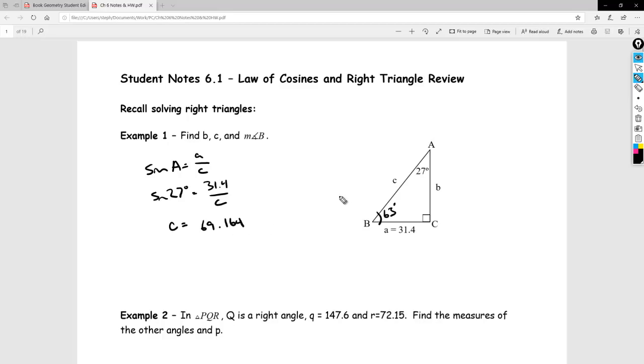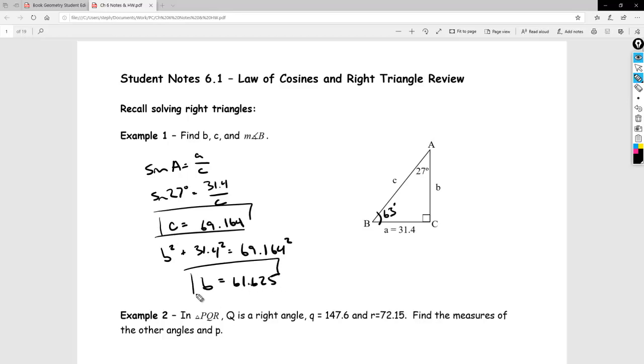Okay, then solving for b, we can use sine, cosine, or tangent if you want. Alternatively, you can just use the Pythagorean theorem. So I know that b squared plus 31.4 squared is equal to 69.164 squared. So b must be 61.625. Okay, so those are your options, but tons of different ways to solve this.